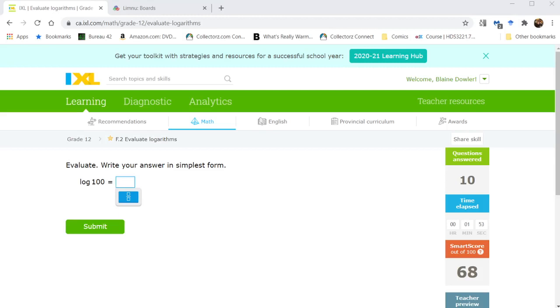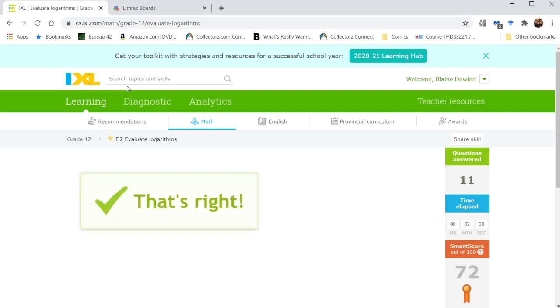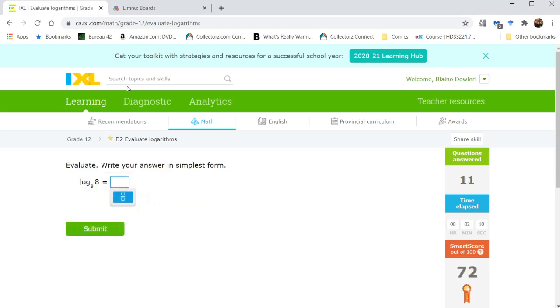Now, continuing with 2.03 Assignment 2, these are questions 11 to 20 from IXL's Grade 12 F.2. When no base is written, it's assumed to be 10. 10 exponent 2 is 100. 8 exponent 1 is 8.